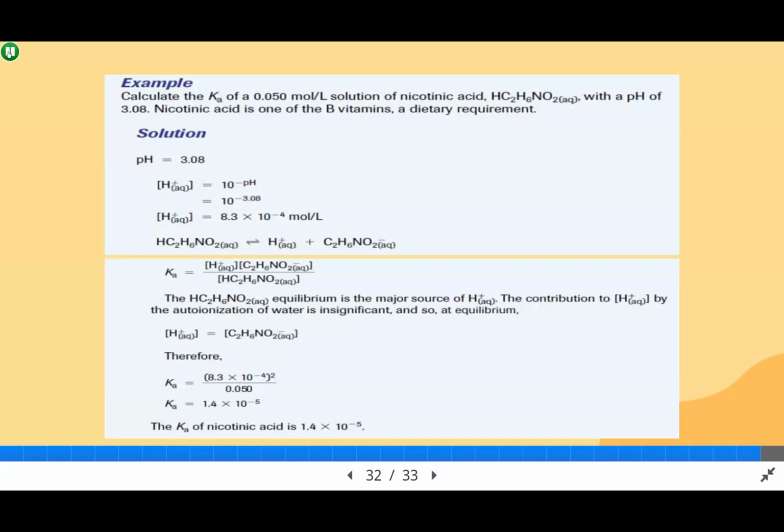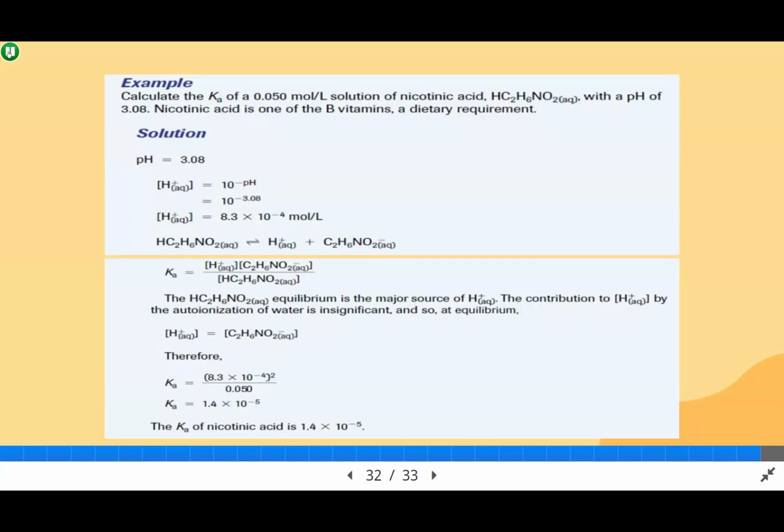One final example of finding your Ka when you're given the concentration and the pH. Calculate the Ka of a 0.05 moles per liter solution of nicotinic acid with a pH of 3.08. We're given our pH of 3.08. We can find our concentration of H+ by doing our base 10 to the power of negative pH formula, and we get the concentration of H+ to be 8.3 times 10 to the negative 4.